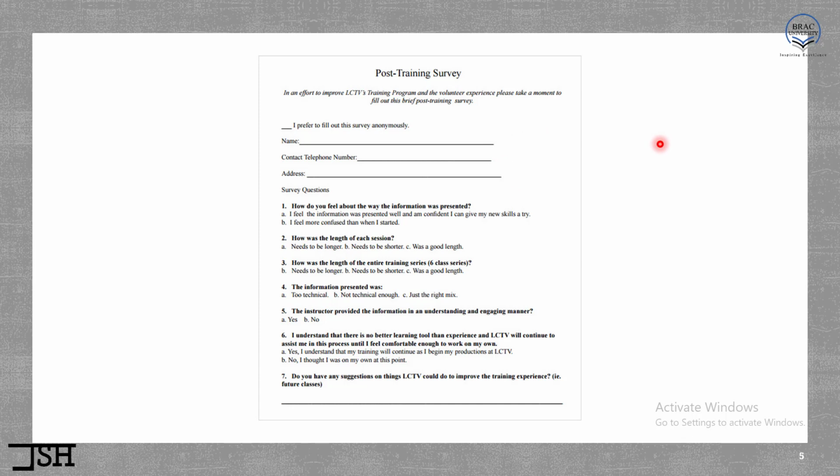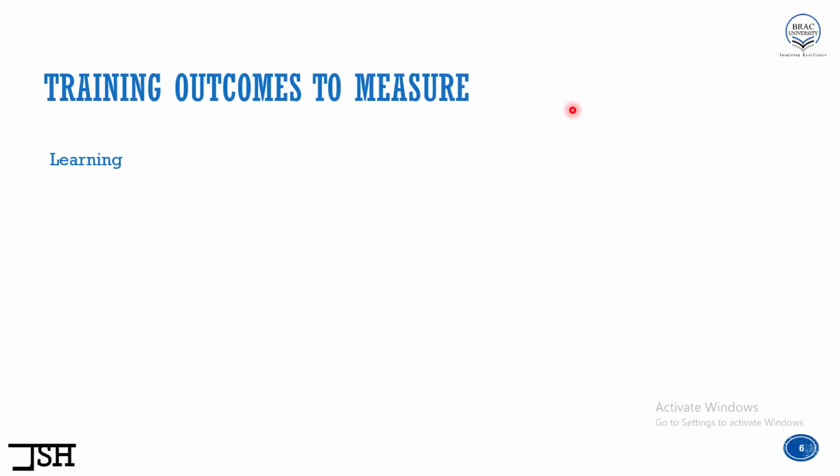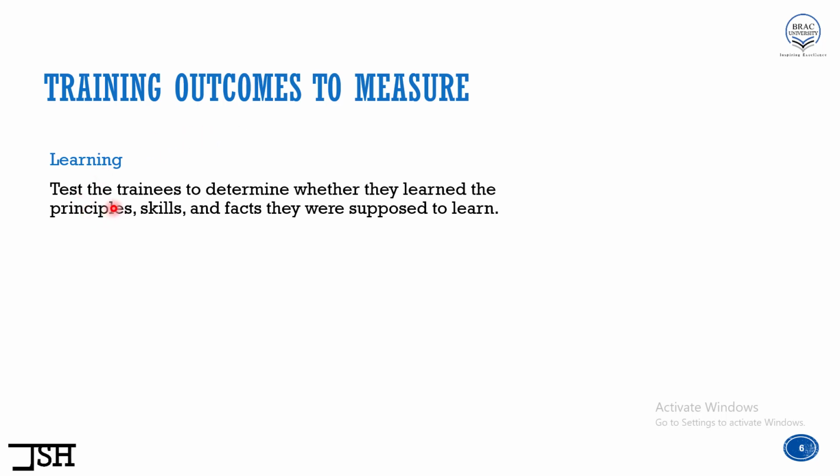Let's move on to the next stage, which is learning. So this is another outcome of the training program that we need to measure. So what do we do here? Here it goes. We test the trainees to determine whether they learned the principles, skills, and facts they were supposed to learn. So here we actually measure whether the trainees actually learned the skill they were supposed to learn.